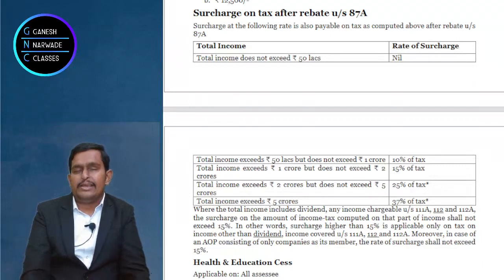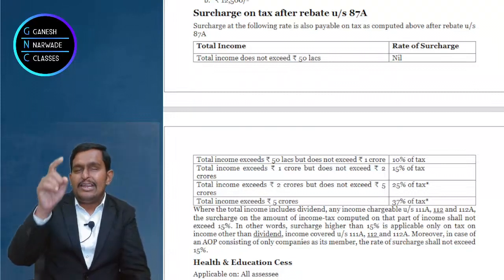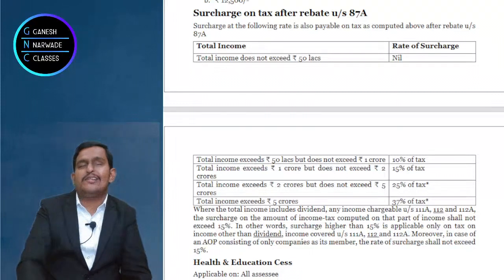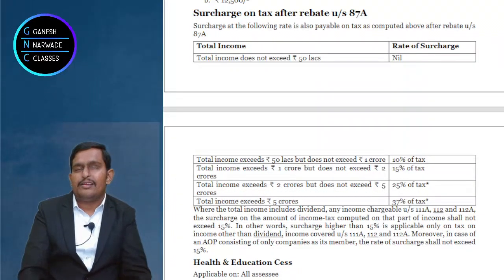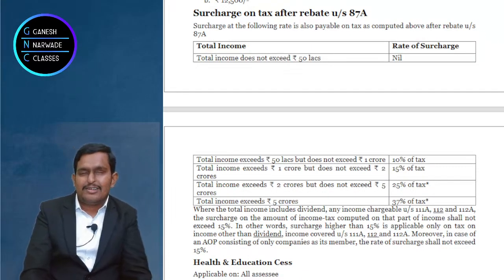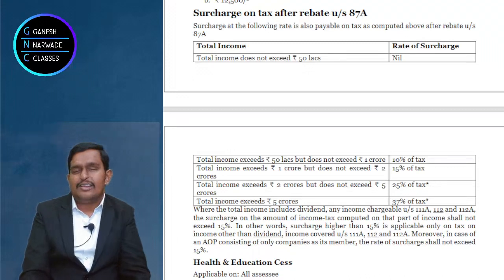Suppose, for example, my income is 1 crore 15 lakhs. What is the surcharge applicable to me? 15%. Absolutely right. Your concentration is awesome. And you will win only because of that focus and concentration. Right? Come on, let's continue. If your income is, suppose, 8 crores, 37% surcharge. If your income is 4 crores, 25% surcharge. If your income is 40 lakhs, no surcharge.